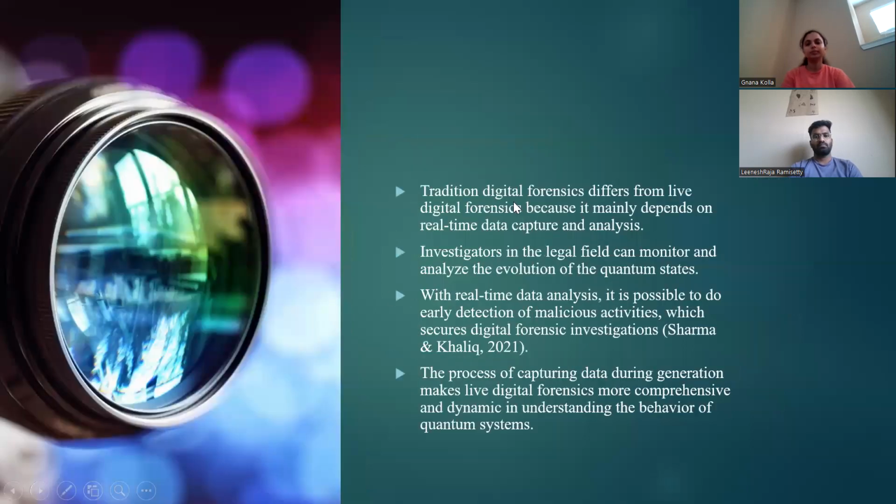Coming to the next slide, here traditional digital forensics differs from live digital forensics because live forensics mainly depends on real-time data capture and analysis. Investigators in the legal field can monitor and analyze the evolution of the quantum states. With real-time data analysis, it is possible to do early detection of malicious activities, which secures digital forensic investigations. The processing of the data captured during generation makes live digital forensics more comprehensive and dynamic in understanding the behavior of quantum systems.